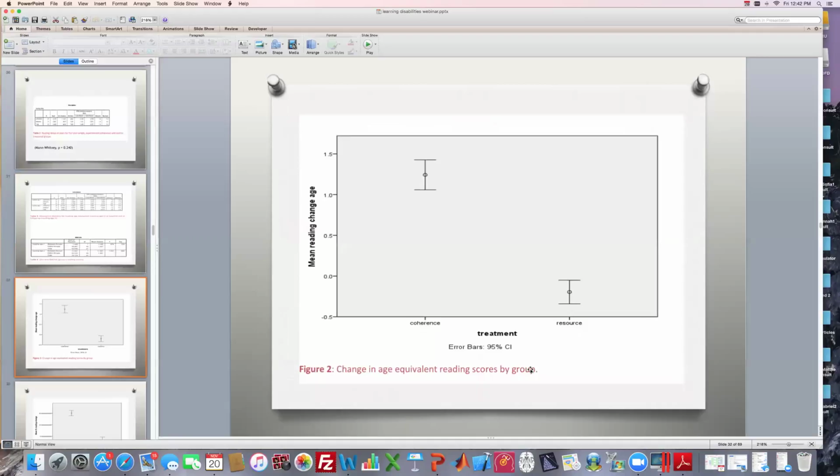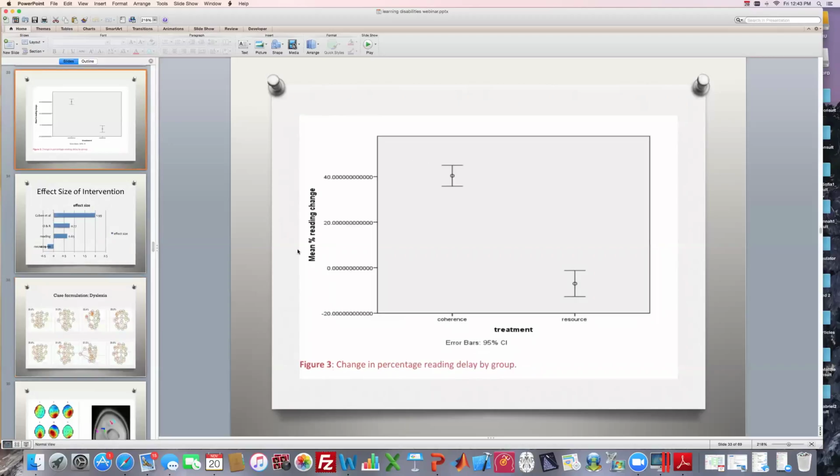If we look at a plot of the means of those changes and their standard deviation, you can see that the resource group basically had no change at all, and the coherence trained group had an average improvement of 1.2 grade levels that within one standard deviation varied from about 1 to 1.4.